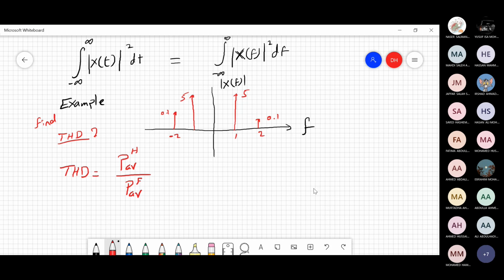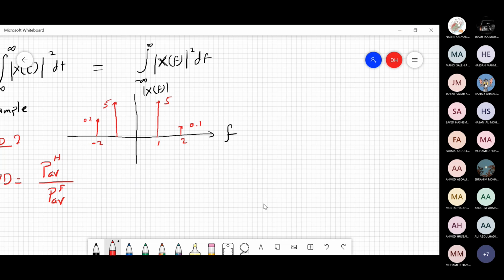Okay, from here, this is -1. P average total is equal to the summation of all, of course squared. Okay, so it is 5 squared plus 0.1 squared plus 5 squared plus 0.1 squared.